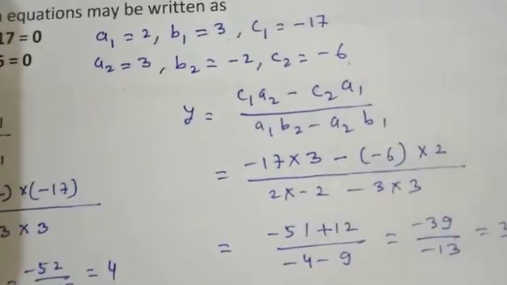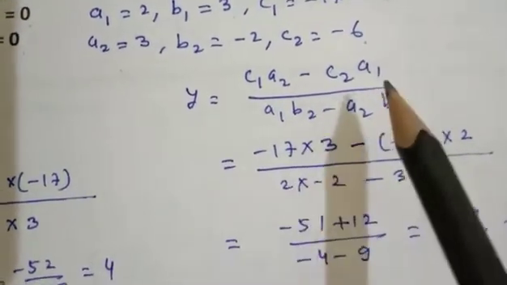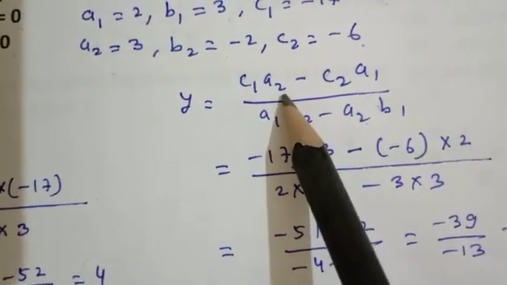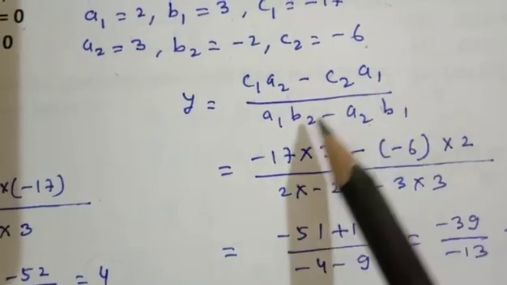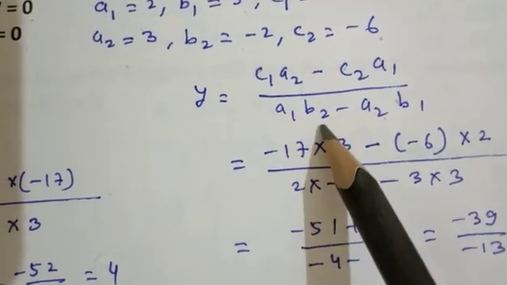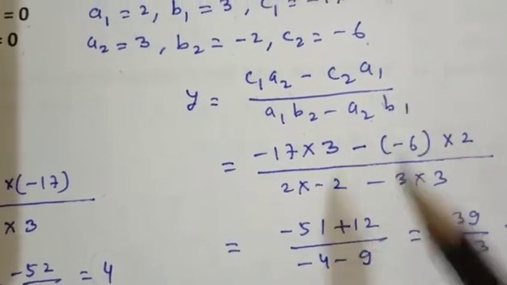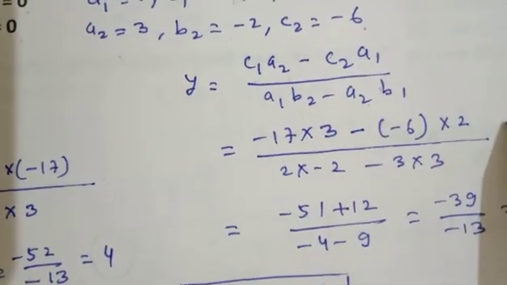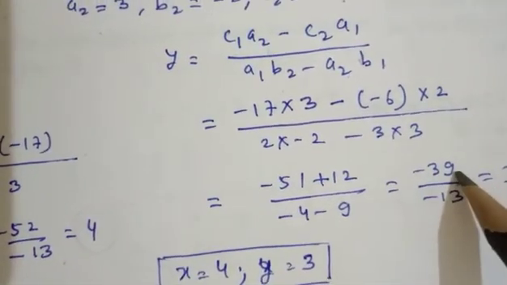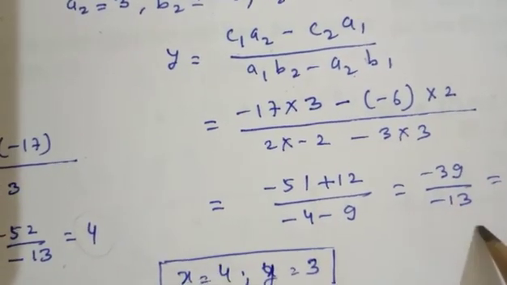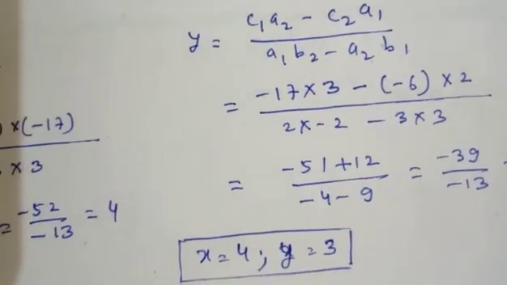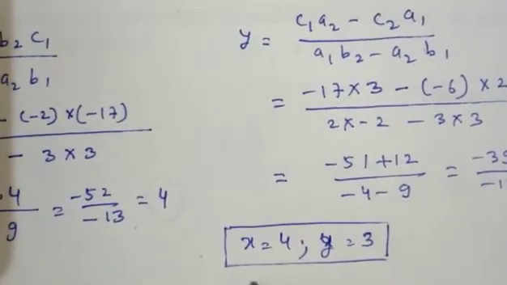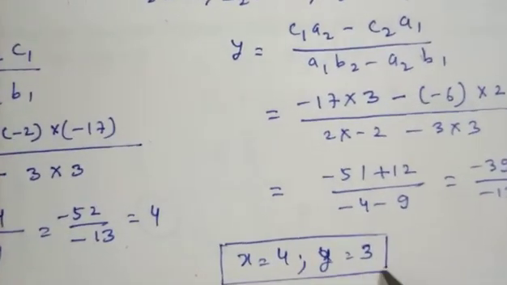In the same way, if we want to find out the value of y, we have to memorize the formula of this y, that is C1 into A2 minus C2 into A1 whole divided by A1 into B2 minus A2 into B1. Again putting the value of the coefficients along with the sign, we are going to get the calculation as minus 39 divided by minus 13, which on solving is going to give me the value of y as 3. So ultimately again we have got the value of x as 4 and y as 3.